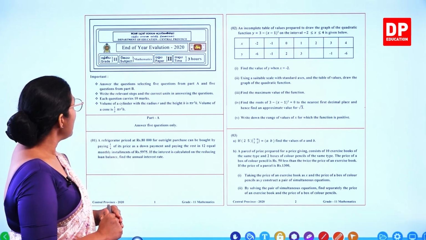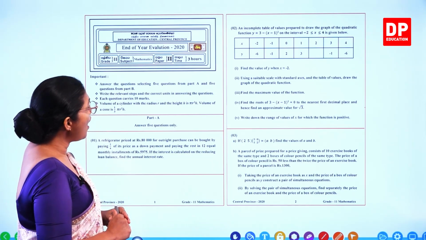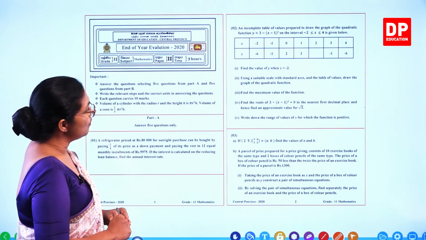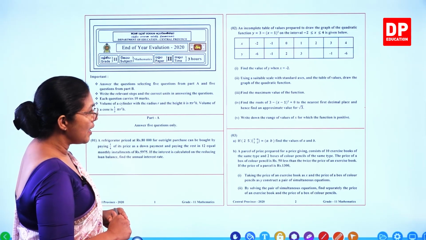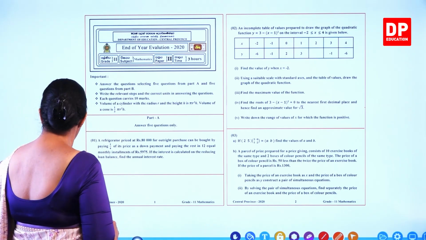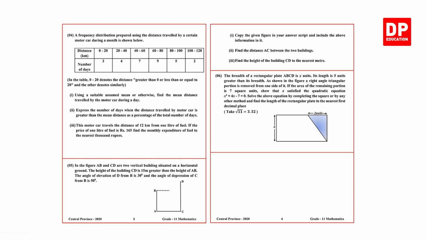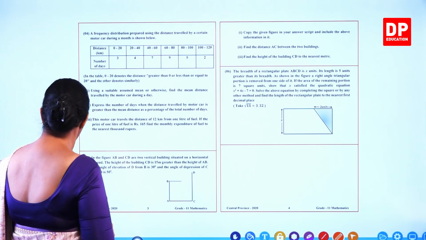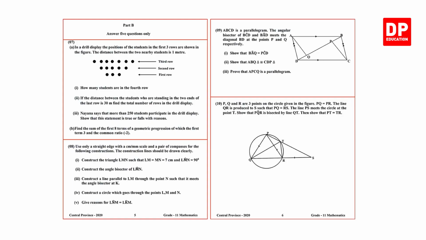So in the first page, you get question number 1, then you get the graph question. Third one, you get the simultaneous equation question. Next, you get the fourth question, statistics question. Then fifth one, trigonometry. Then sixth one. Then you get part B.